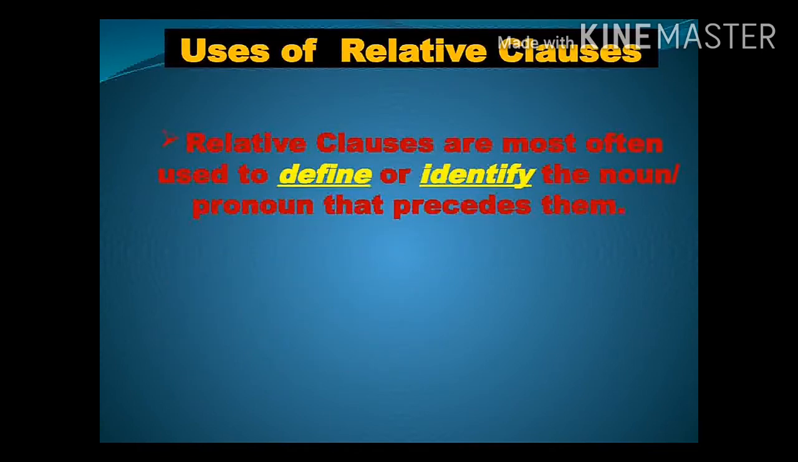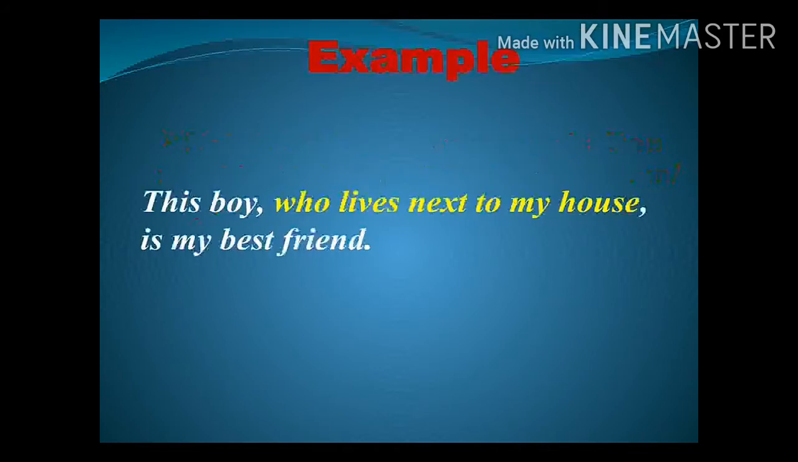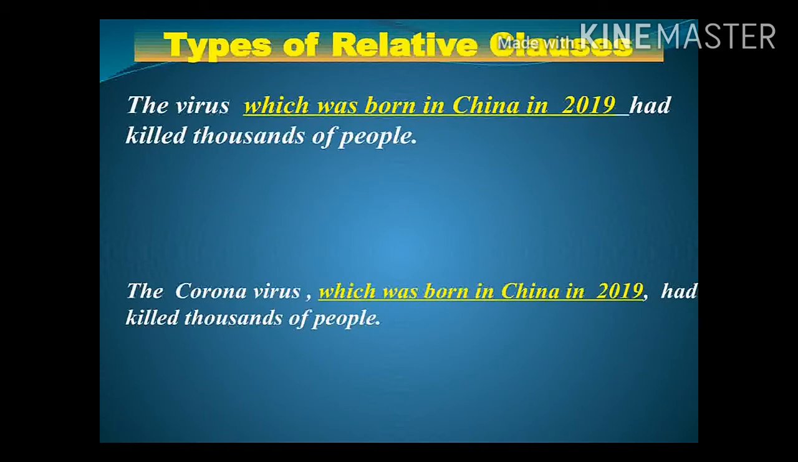What is the use of a relative clause? Relative clauses are most often used to define or identify a noun. If you want to give more information about a noun, or you want to define it, add a relative clause after the noun or a pronoun. Let us consider this example: This boy is my best friend. I would like to add some information to the noun this boy: who lives next to my house. Here, who is the relative pronoun, and lives is the finite verb form. The part given in yellow color is called the relative clause.